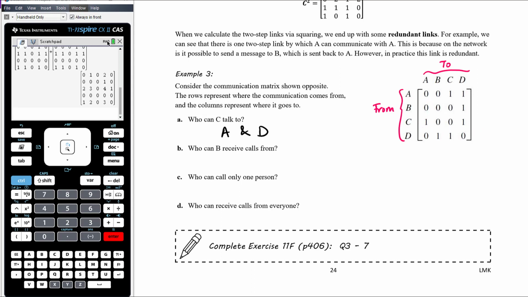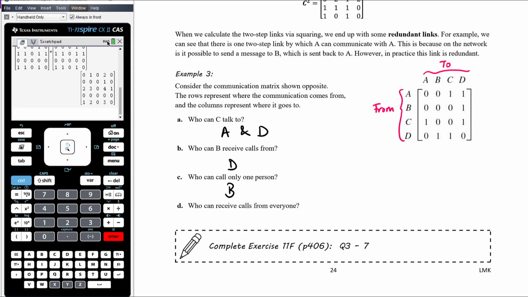Who can B receive calls from? So this is the column we're interested in, sorry. So the only person that B can get messages from is D. Who can call only one person? So that looks like from B, they're the only person with just number 1 in their row. So B can only call D. So person B can only call one person.